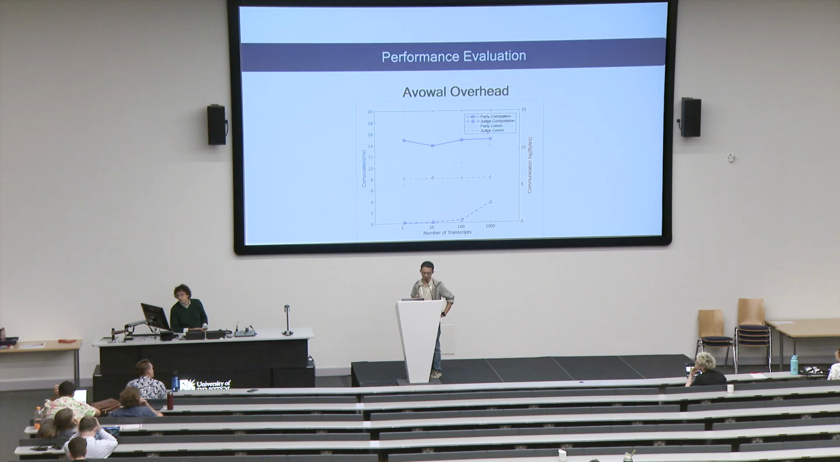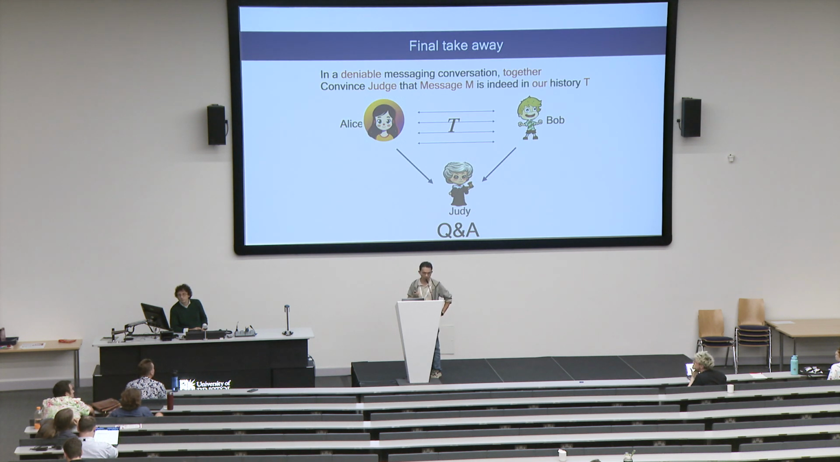So here's just a short performance evaluation. We've shown that regarding the number of messages in the transcript, the cost is always constant for parties to avow. No matter how many messages they decide to avow, it's always constant for them, in both computation and communication. And the computation and communication for the judge grow linearly with the number of messages. So the final takeaway of this paper is that in a deniable messaging conversation, say between Alice and Bob, together with each other's consent, they can convince the judge that a message or specific messages are indeed in their conversation history. With that, I'm happy to take any questions.